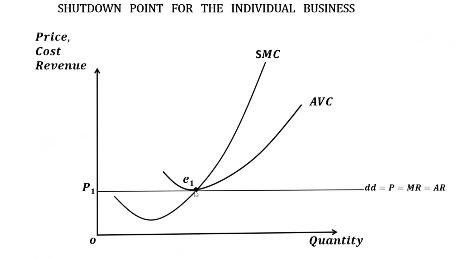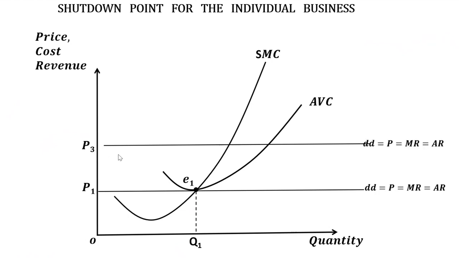Now, what happens in examinations? Sometimes the examiners add the following question. What happens when the price increases from P1 to P3? Now, let's look again at your horizontal demand curve, marginal revenue, average revenue, and now we have your short-term average cost curve at point E3.